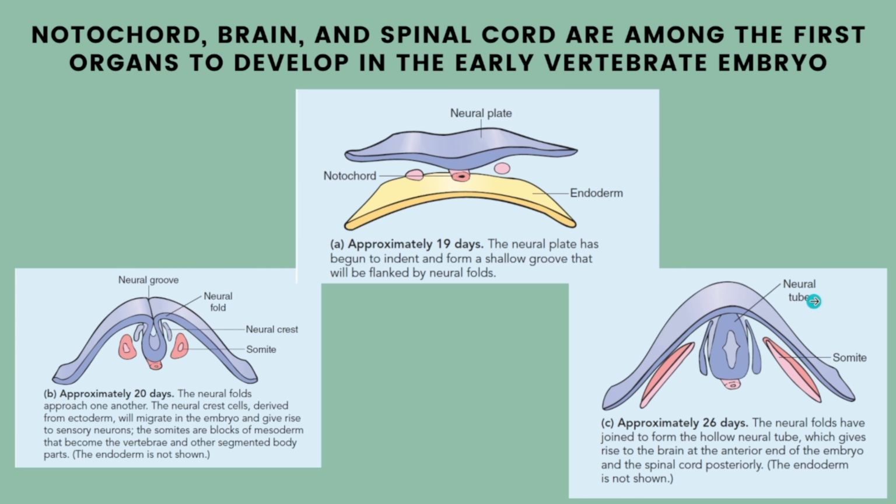What is happening after the neural tube? The anterior portion of the neural tube will grow and differentiate into the brain. Other parts of the tube will differentiate into the spinal cord. So the brain and spinal cord are already formed from the neural tube.